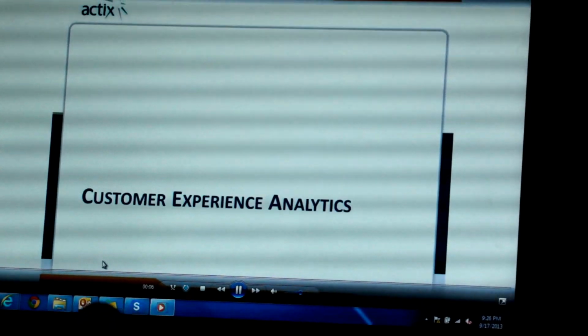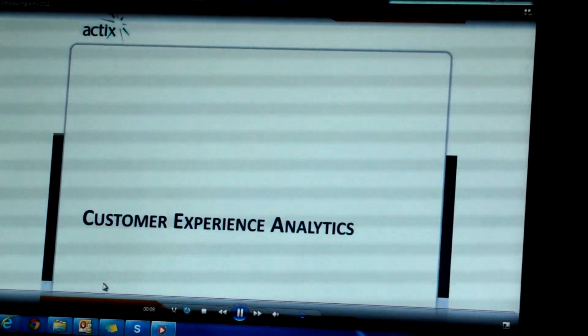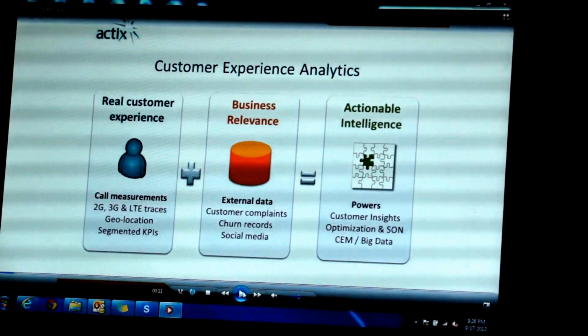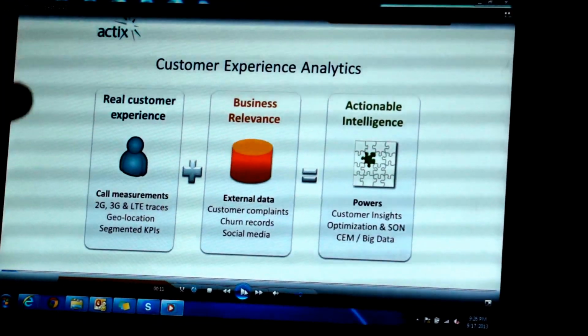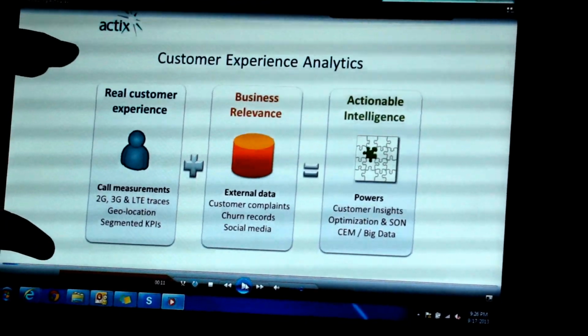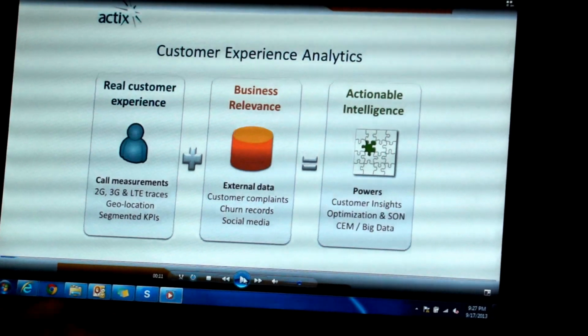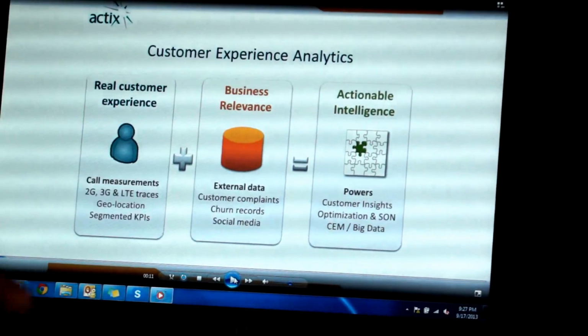So we're going to be talking about customer experience again. I think that's one of the key things that we're looking at. So let me just quickly pause for a second. So what we're doing, we talked about this before, is we're getting call measurements from what the users are doing in the network. So from 2G, 3G, LTE, all technologies.